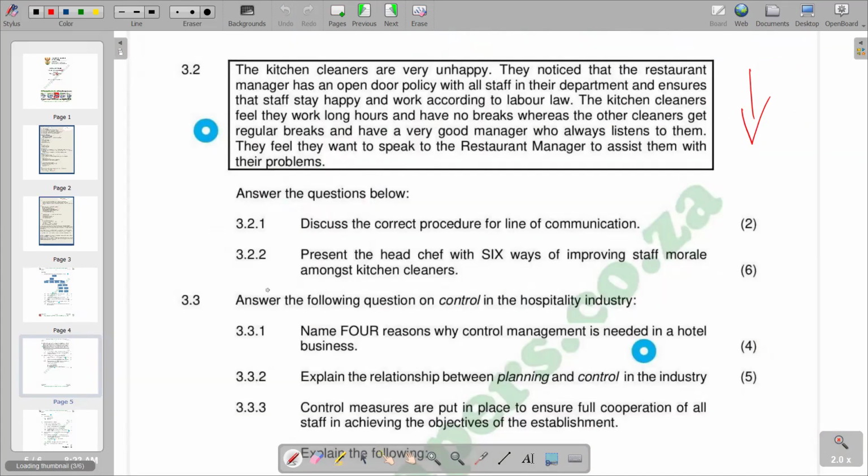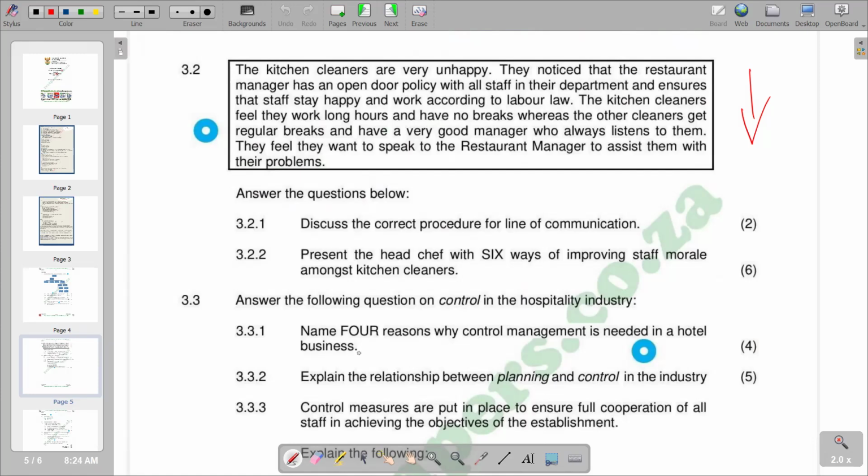There are four reasons why control management is needed in a hotel business. So basically, what is control management is also important. Control management is the function of management that helps to check errors and take corrective action. The one that checks errors or mistakes and takes corrective action is the control management. This is done to minimize deviations from standards and ensure that the stated goals of the organization are achieved in a desired manner. That is the control management.